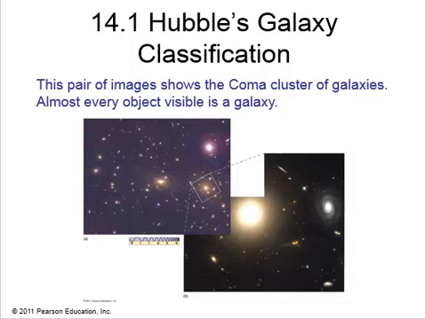In this slide here we have a pair of images showing the Coma cluster of galaxies, and we will talk later in the lecture about what a cluster of galaxies means. But what's different about these images from every other image that we have been looking at so far in this class is that within the pictures here, almost every object that is visible is a galaxy.